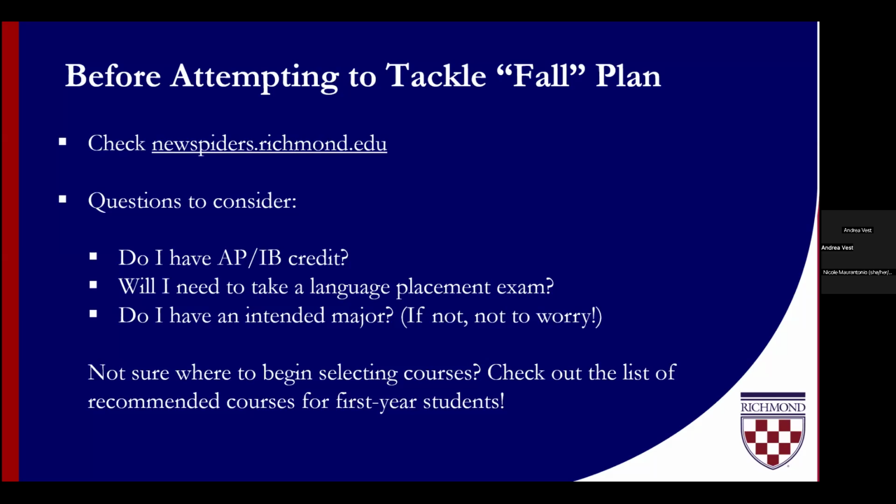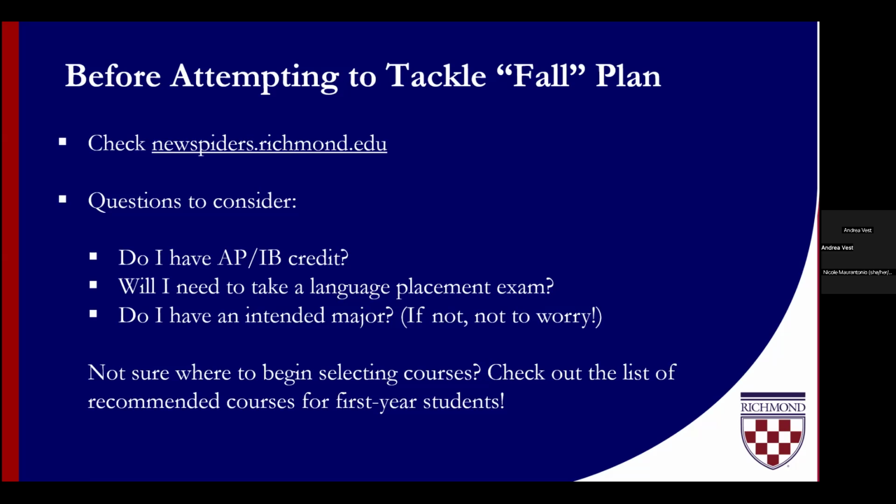First, do you have AP or IB credit? We do have an AP and IB credit by exam policy that is also accessible from New Spiders, which we'll link at the very end of this presentation, along with some other valuable links, including a link to information about language placement exams. So depending on whether you've taken X number of language during your time, you can access that there. If you do have an intended major, we also have a list of courses that are recommended as gateways or possible introductory courses to that major.